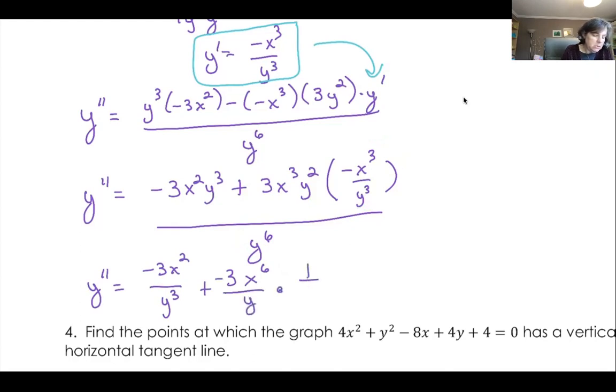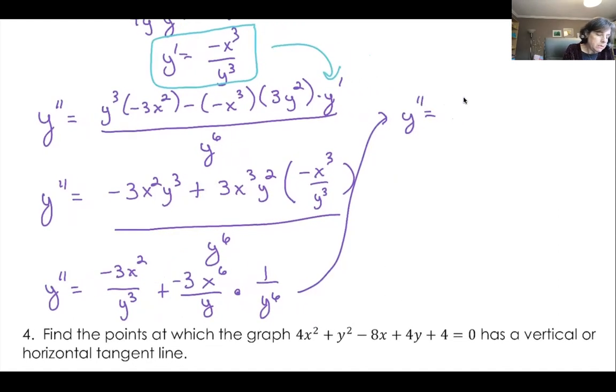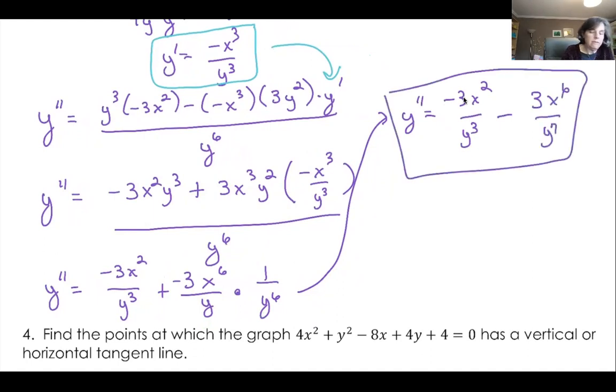I still need to remember it was all of this. This is equal to this, and I still have to divide by y to the 6th. So let's finish this up. The first term I can't do much else with. The second term I can multiply y times y to the 6th. So I have minus 3x to the 6th over y to the 7th. And that's my derivative, my second derivative, excuse me.